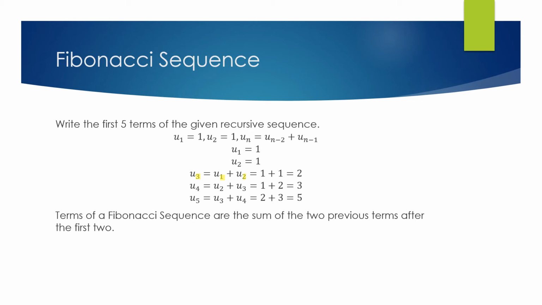So that's going to be 1 plus 1 gives me 2. u sub 4 is going to be u sub 2 plus u sub 3. So that's 1 plus 2 gives me 3. u sub 5 is going to be u sub 3 plus u sub 4. So each time we're taking the 2 previous terms and adding them together. 2 plus 3 equals 5. Okay? So again, the terms of a Fibonacci sequence are the sum of the 2 previous terms after the first 2.